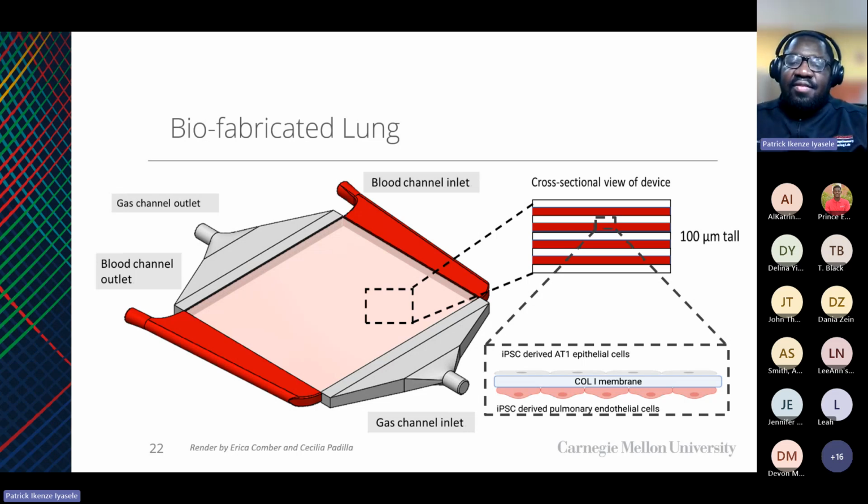The cellularization of the device with these cells will provide a barrier between the blood and the gas channels and allow for gas transfer while maintaining an anticoagulant environment. We are still in the beginning stages of developing this, but our current goal is to develop a rat scale biofabricated lung.